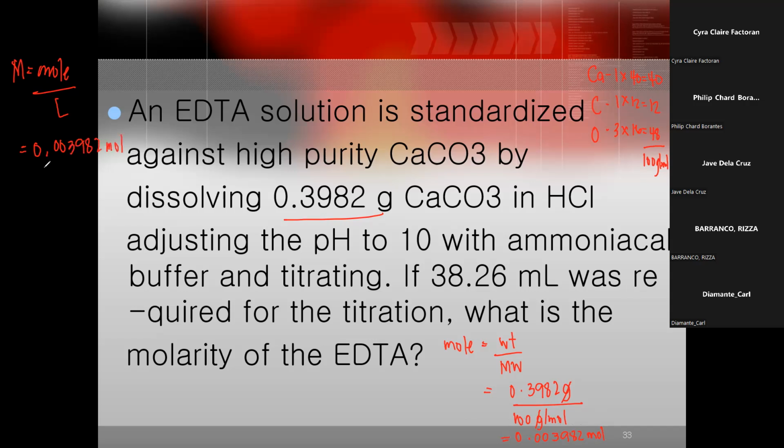Okay, so we have 0.003982 mole divided by how much was used? 38.26. 38.26 ml times isang litro, we have 1,000 ml. So this is 38.26 divided by 1,000. I-calculate. 0.03826 liters. So yan yung gagamitin natin dito.